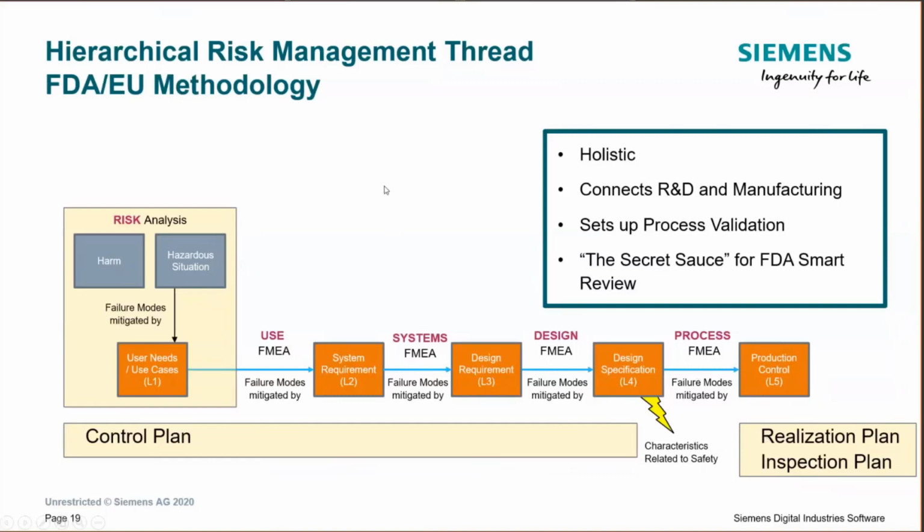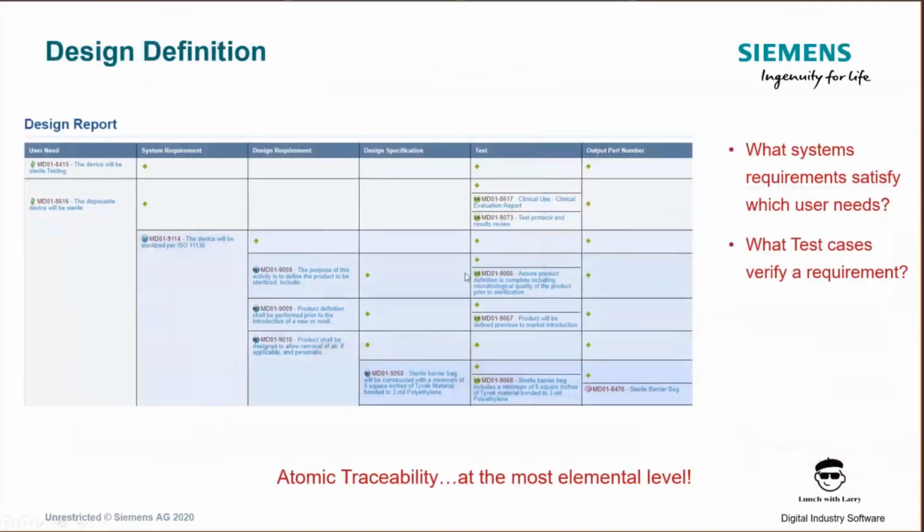Now, just a few reports that kind of drive this out. This is our traceability report that decomposes the user need to the system requirement, to the design requirements, specifications, the test cases, and then of course we can put test results there too if we want. But we have this atomic traceability as we run through the process.